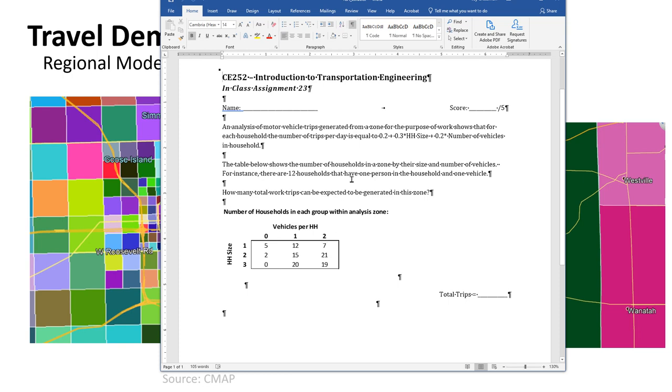Now you're going to go through and calculate your total trips. Let's do this first cell: 0.2 plus 0.3 times the household size. What's my household size? 1, plus 0.2 times the number of vehicles, which is 0. So in this case, I got 0.2 plus 0.3, that's 0.5. I have 5 households like that, so I take 5 times 0.5 and get 2.5 total trips coming from just that cell. Then you're going to have to do that for each of the others, and finally sum them all together, and this zone would have a total number of trips of X, whatever that is. So there's your hint to get started. Good luck on that.